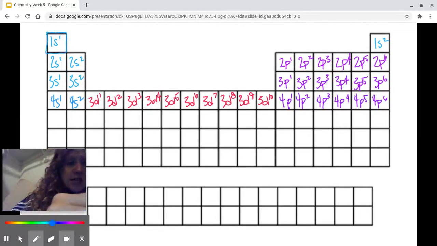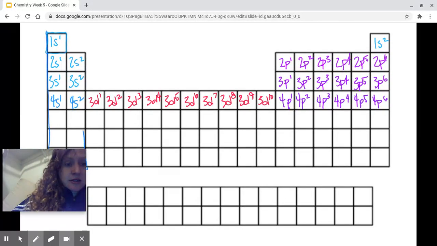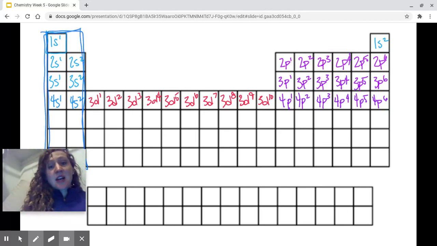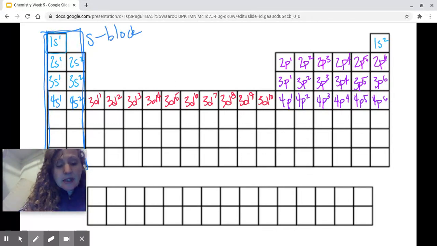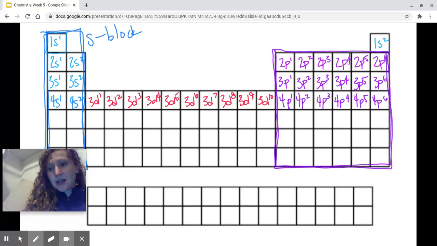So this block right here contains the very last electron, which is always put into the same shape. It's always put into the S shape. And so we call this the S block. Over on the other side, this block right here, the very last electron also always goes into the same shape. And that shape is P. So this we call the P block.